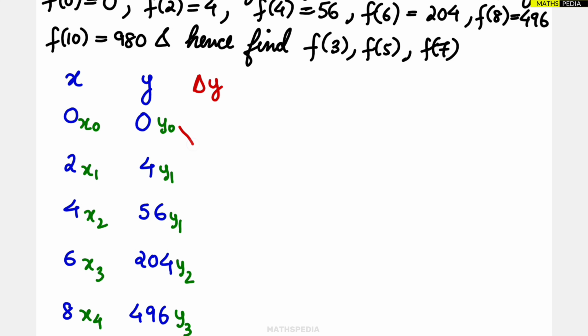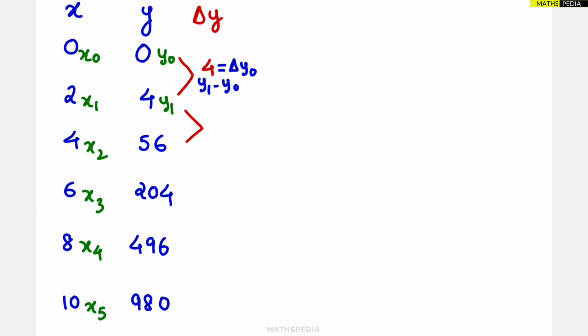Now here the difference between these two, 4 minus 0, how much is it? 4. How I got this value is quite important: y1 minus y0, always the lower one minus the upper one we have to do. So now what is the 4? 4 is the value of delta y0. Always y0 is the starting value. Next difference we'll go for 56 minus 4, which is 52.